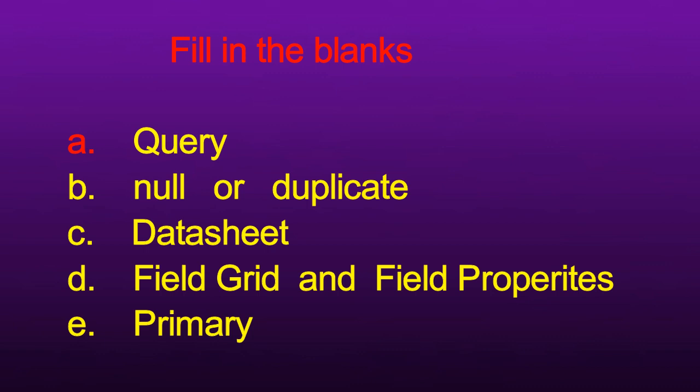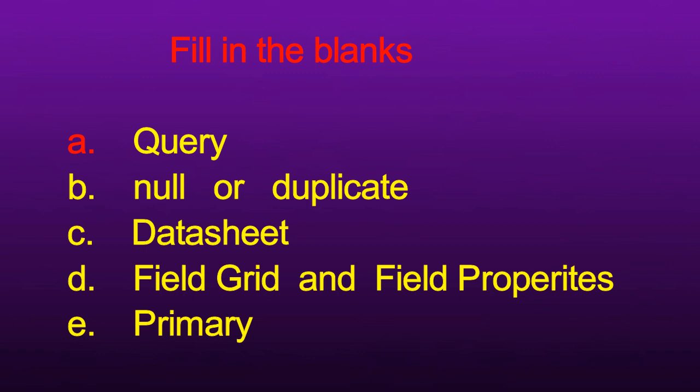Just follow this. Number A, it is written: a dash enables you to view data from a table based on a specific criterion. This answer is query. Okay. Number B, you cannot enter dash or dash value in a primary key field. The answer is null or duplicate. Okay. C number, data can be entered only in the dash view. Number C is datasheet view.